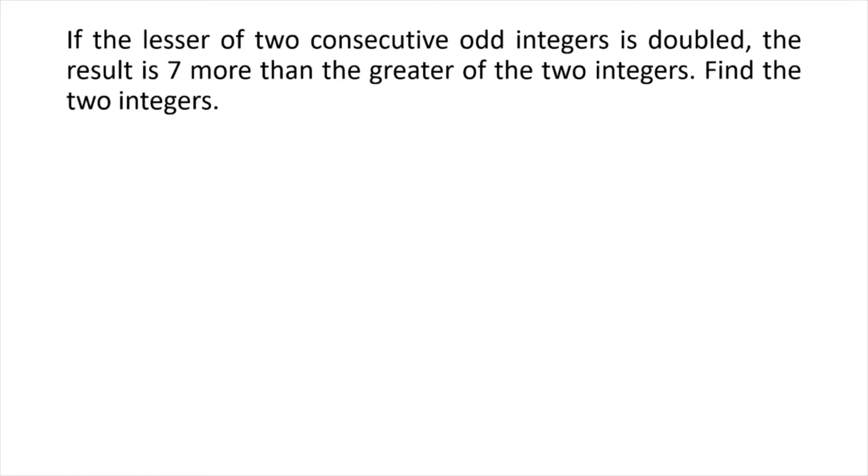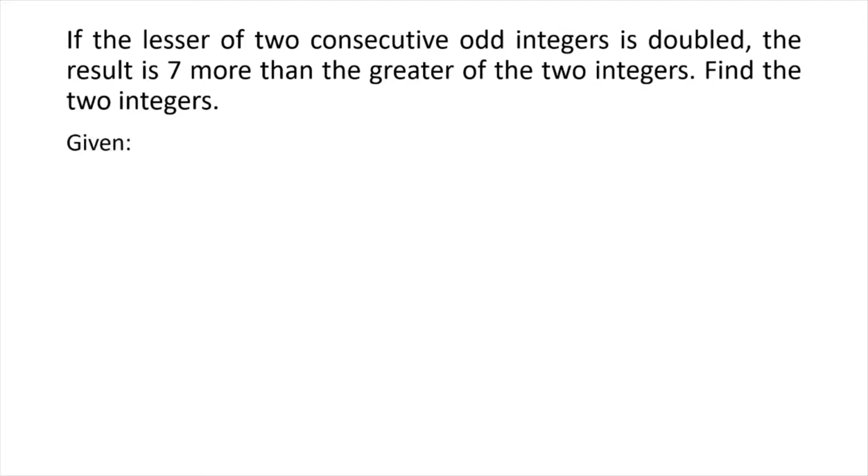Next problem. If the lesser of two consecutive odd integers is doubled, the result is 7 more than the greater of the two integers. Find the two integers. So we have two unknowns, two consecutive odd integers.